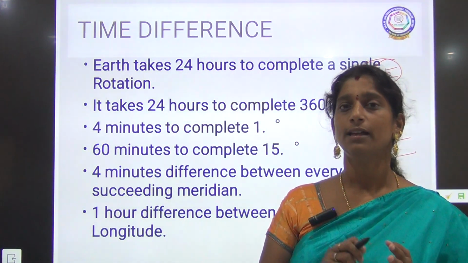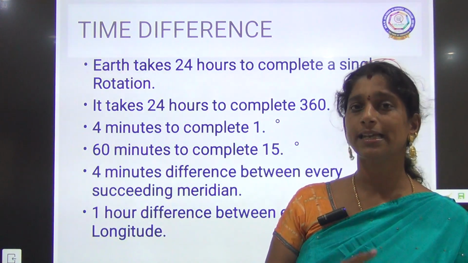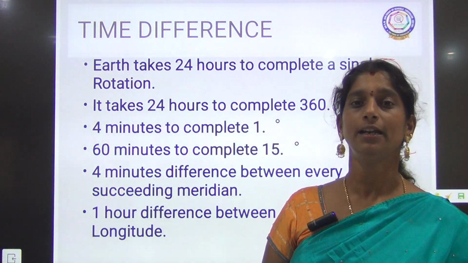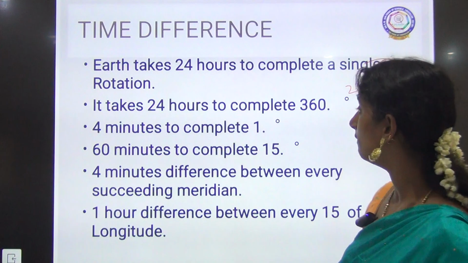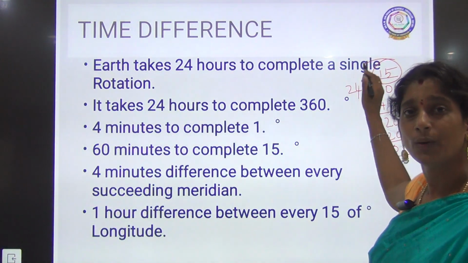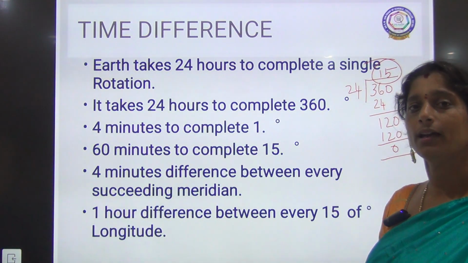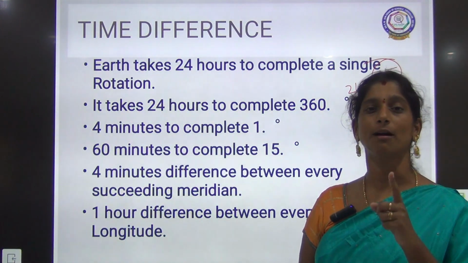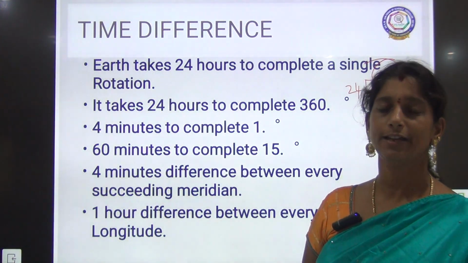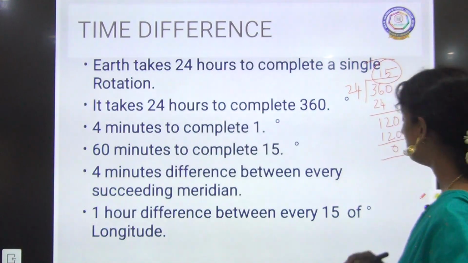That is the first point. Then in a single hour, Earth completes 15 degrees of angle. So if 1 hour is 15 degrees, then in 4 minutes Earth will complete 1 degree of its rotation. Clear?